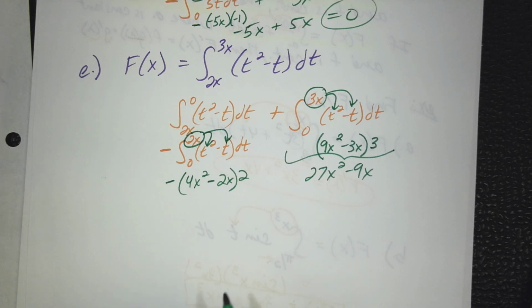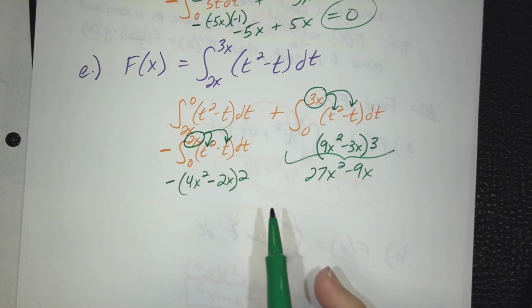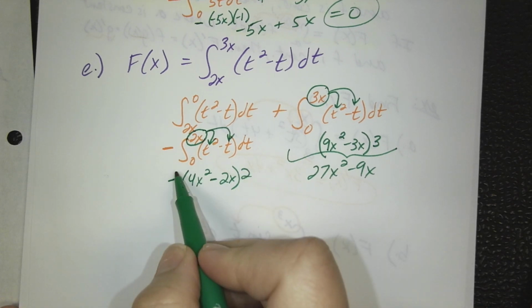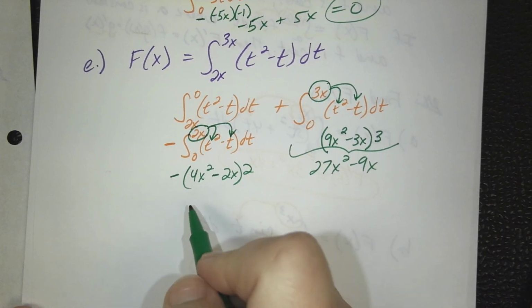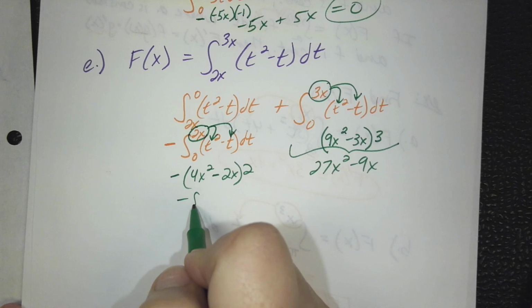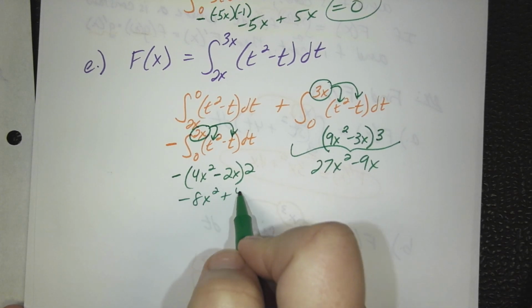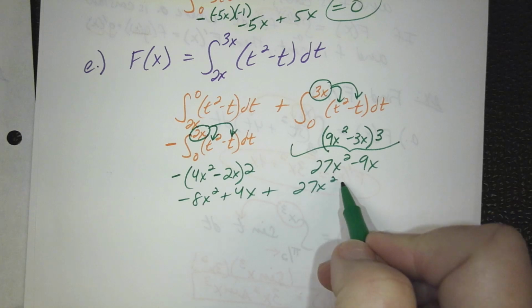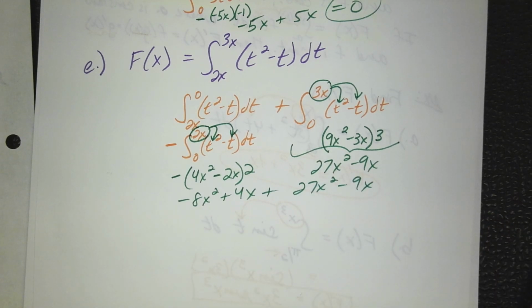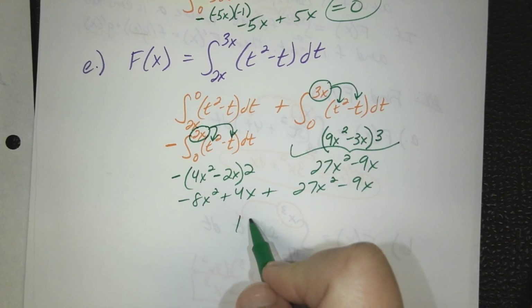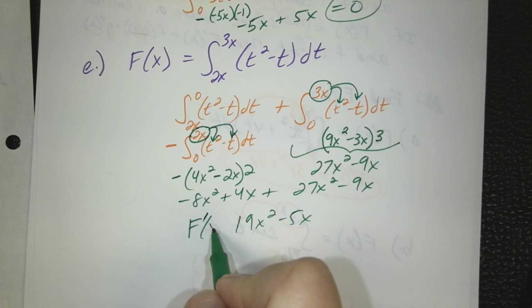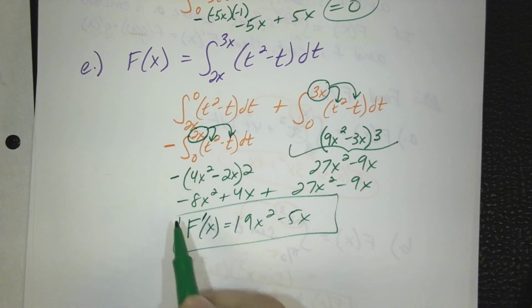Yes, okay. Then 2x is here. That's all right. Did you multiply the negative? It doesn't matter. In my head, I just do negative 2. So I would get negative 8x squared plus 4x. Then don't forget to add this over here. And so what's my final answer? 19x squared minus 5x. That is the derivative of capital F right there.